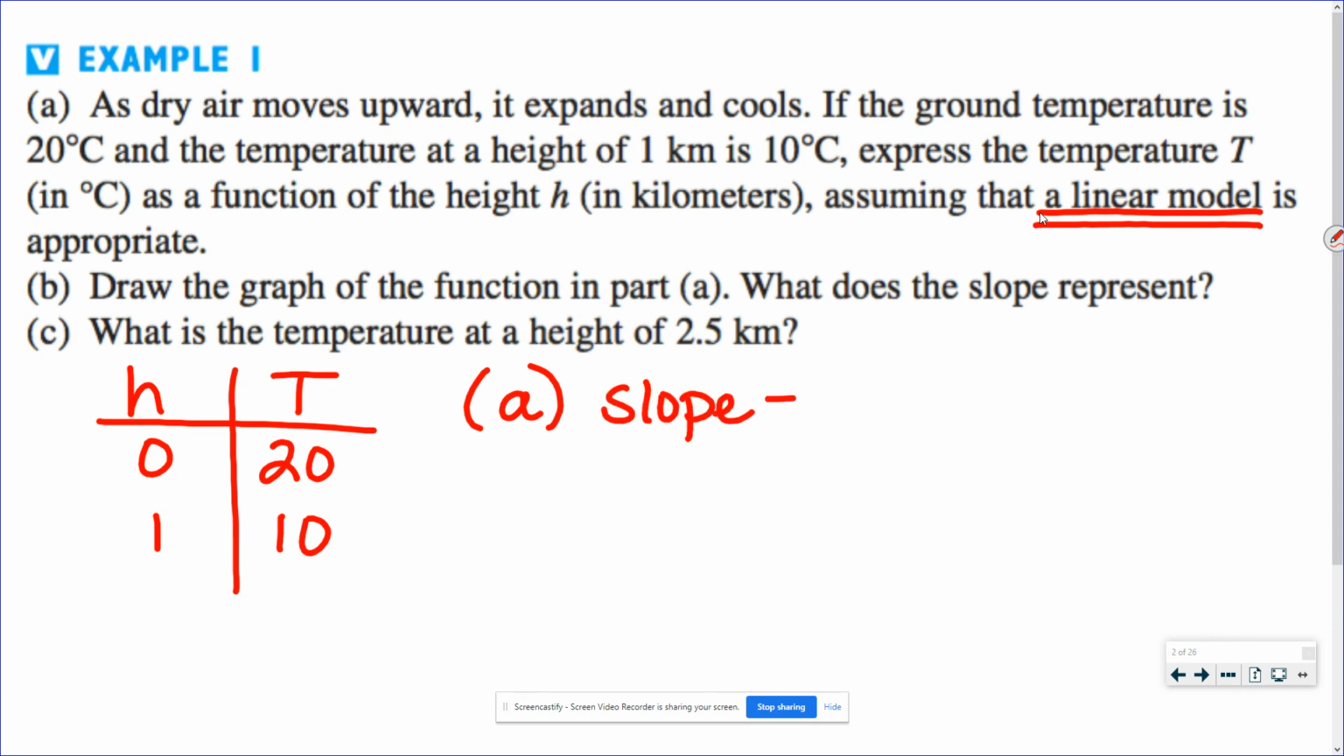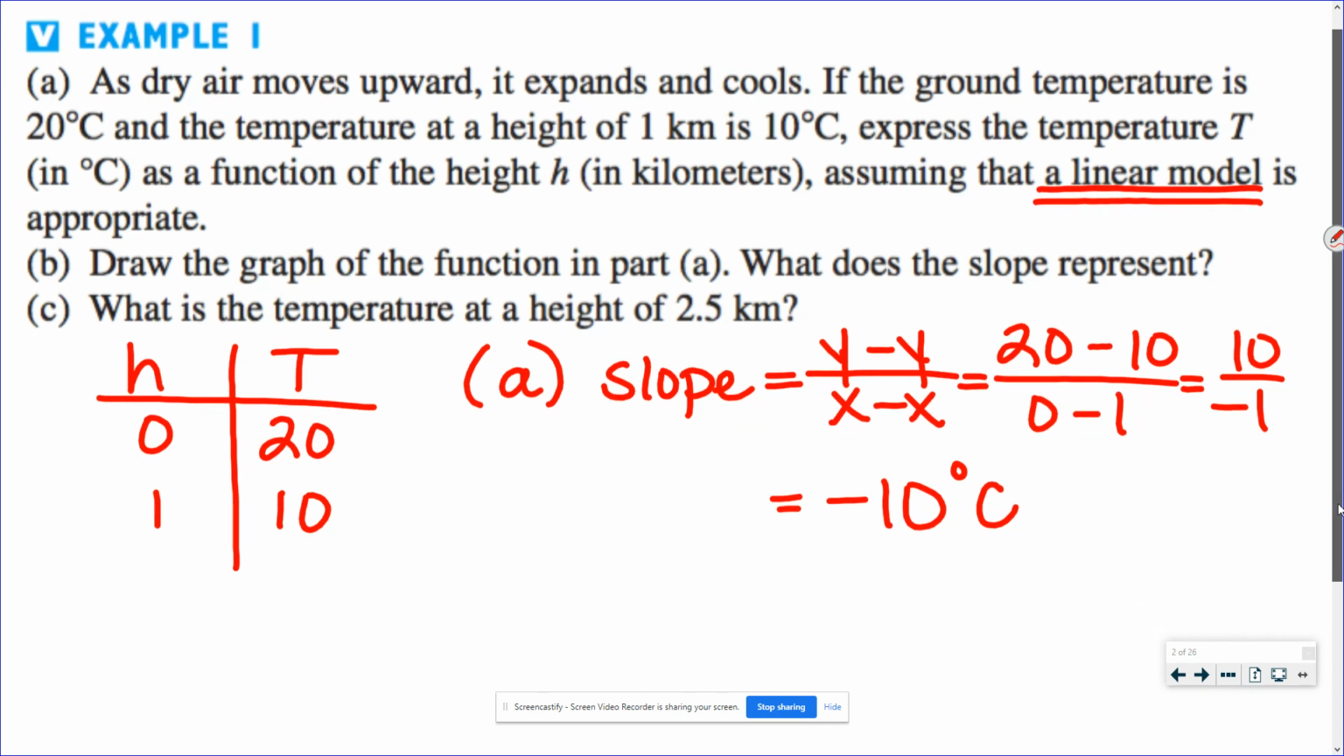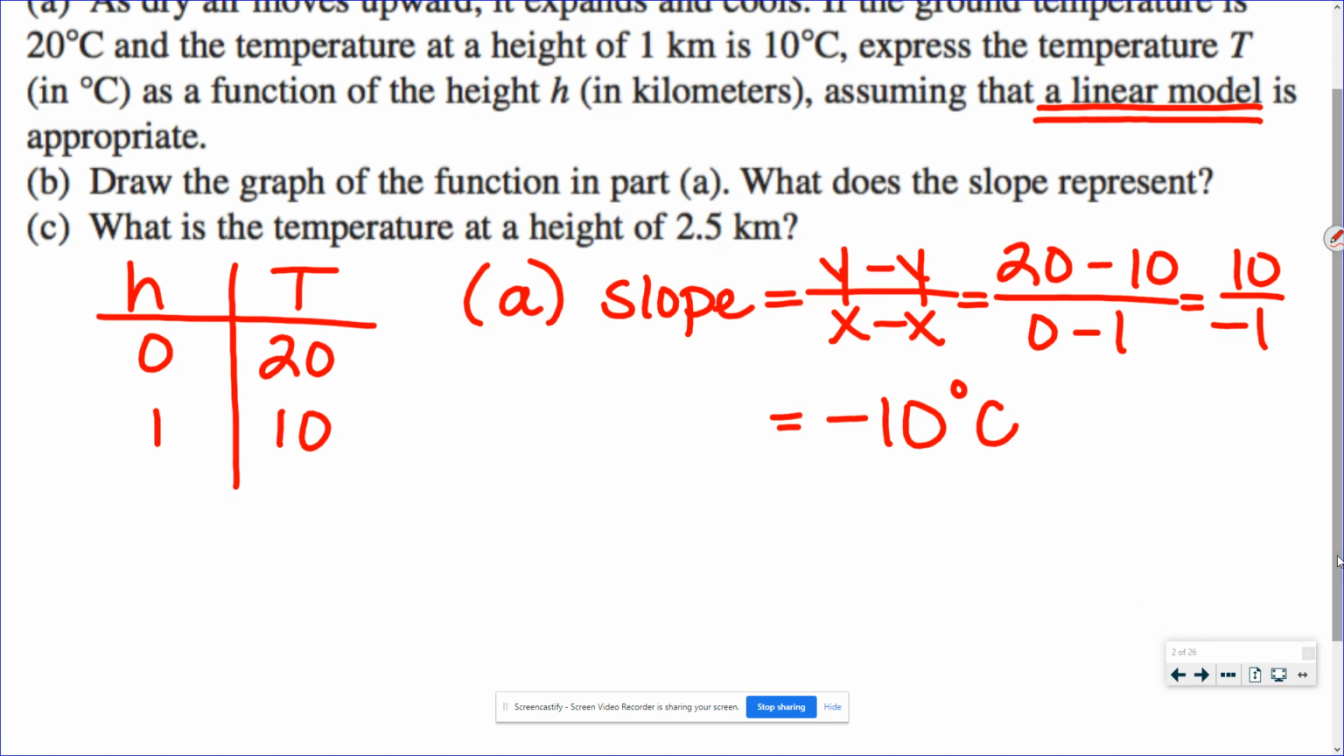So we're going to do the slope here simply by doing y minus y over x minus x. But in this case, it's t minus t over h minus h. And so we are getting negative 10 over 1, which means we have a slope of negative 10. And let's kind of identify what that means. It means that for every kilometer you rise in elevation, the temperature goes down 10 degrees Celsius.